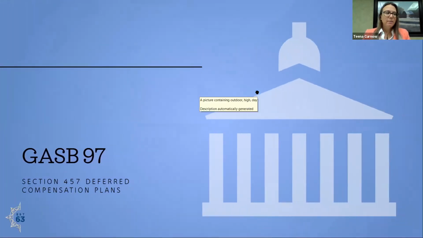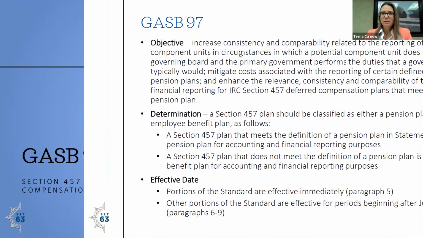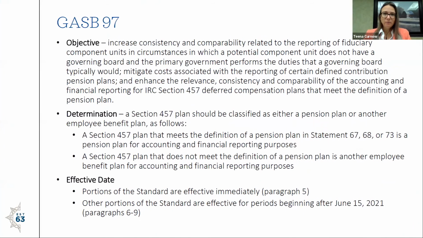Now we're going to talk about GASB 97. This is mainly related to Section 457 Deferred Compensation Plans. So we have just a couple slides on this standard, going through the similar process, giving you the objective, the determination of the plans, the effective date, and then a little more details about the standard and how it will be applied.